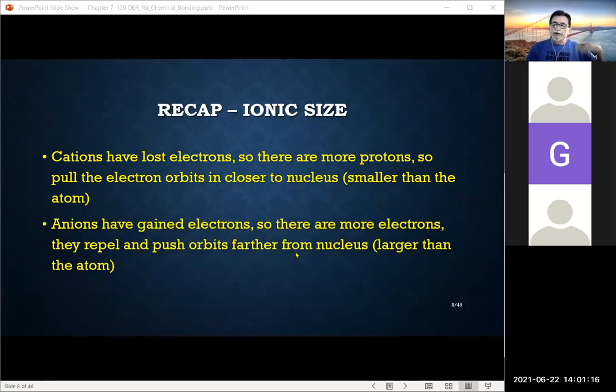Okay. On the other end of the spectrum, the anions have now picked up electrons. So now we have more negative forces going on in the orbit, and so they're going to push apart. They're going to repel each other. So the result is the ionic size of the anion is much bigger than the respective element.